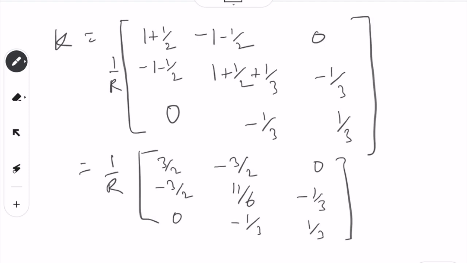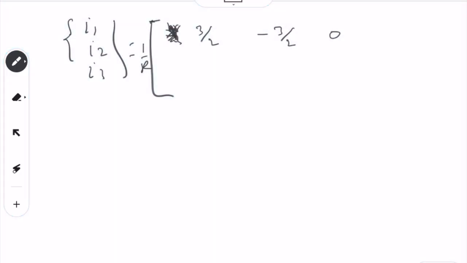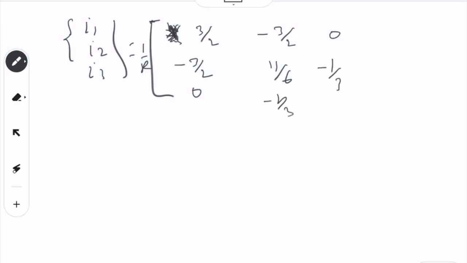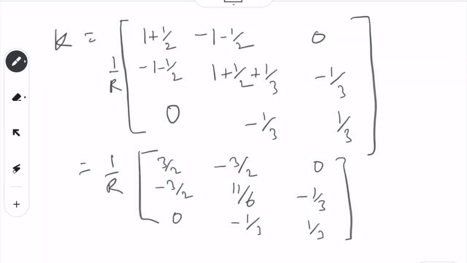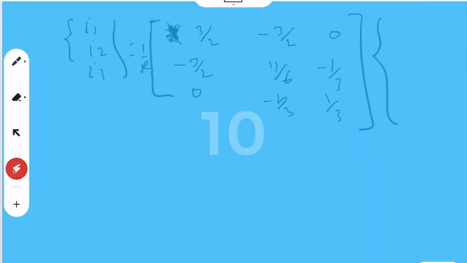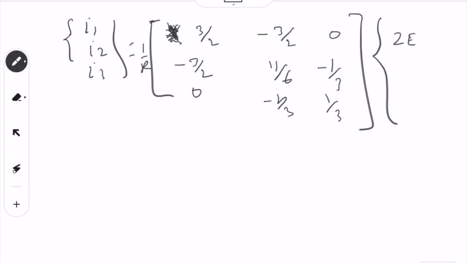minus 3 over 2, 11 over 6. Okay, so we can make it symmetric, so we go minus 3 over 2, 0, so we have 11 over 6 here, and minus 1 over 3, so minus 1 over 3, minus 1 over 3 and then 1 over 3 here. Yeah. Okay, and multiplied by, we have E multiplied by u, right. U we have 2E, 0, E.